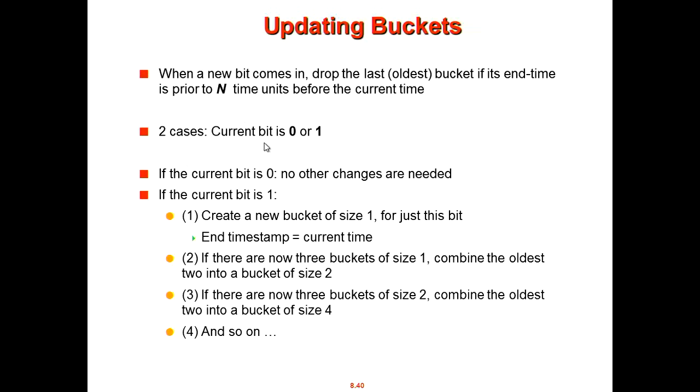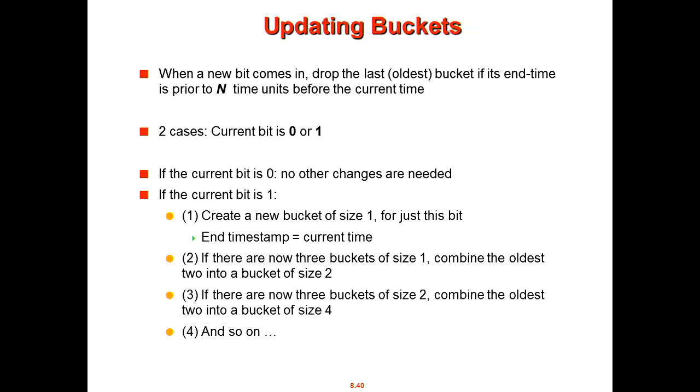You still need to keep it. And the new coming bit is either 0 or 1, the 2 different cases. And you have different methods to do the updates. If the new bit is 0, well, you do not need to do any change. So remember that the bucket always starts with a 1 and always maintains the information of 1s. So if a new bit is a 0, it does not affect your summary information. So you do not need to do any changes.